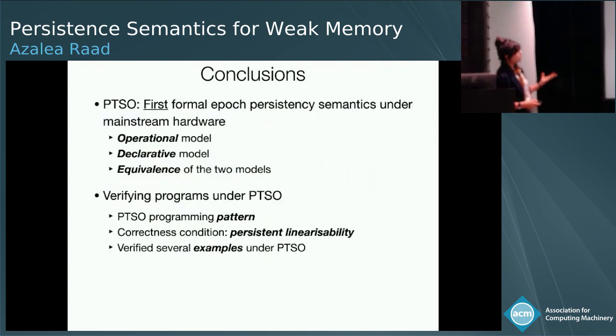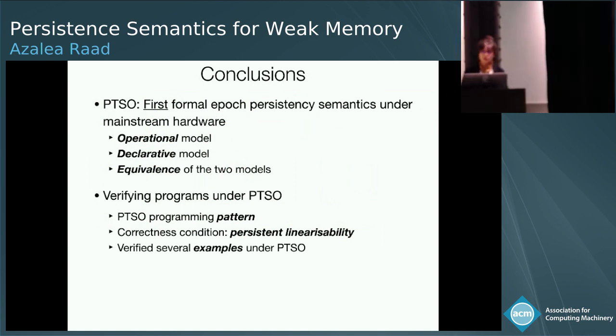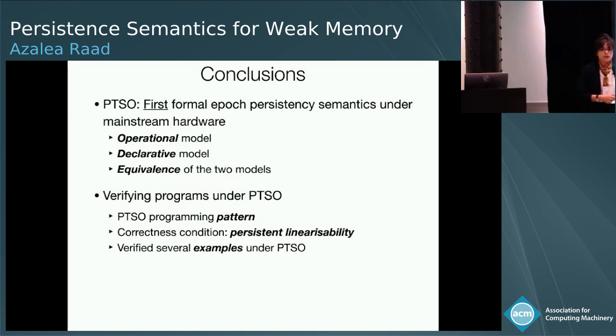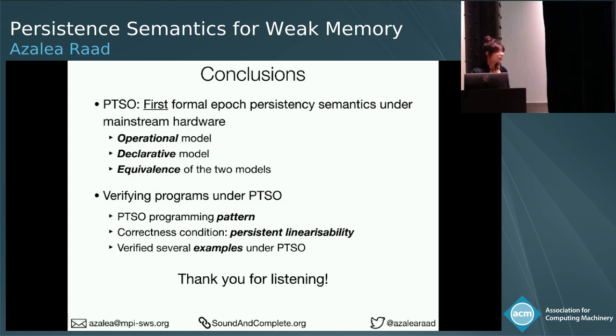So with that, I'd like to conclude, and I hope that I've convinced you that PTSO is a reasonable model. We have defined it formally, operationally and declaratively, and we have this programming pattern that somewhat streamlines the programming, and we have this correctness condition, persistent linearizability. In the paper we also have multiple examples, for instance a Michael-Scott queue implementation, a locking queue, and a counter implementation. So I do encourage you to go and have a look at that. And that's all I have to say, and thank you very much for listening.